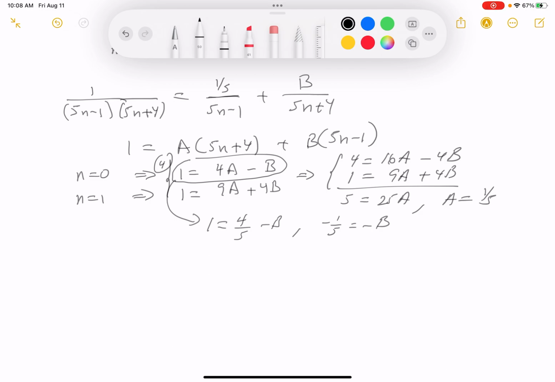I think I might have made a mistake somewhere. The reason I say that, I'm not getting what I want. Just give me a second. Where did I go wrong there? I got the 1/5 there. 4/5. Oh, I'm sorry. It's plus 1/5.